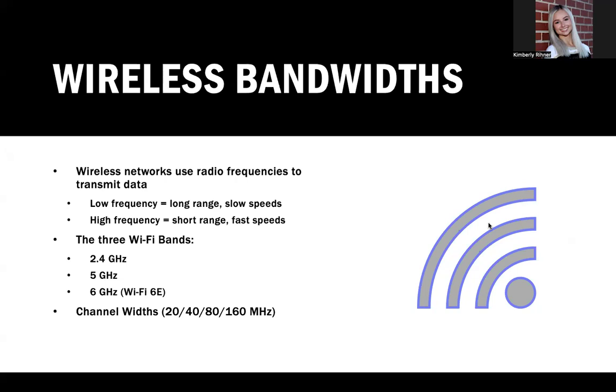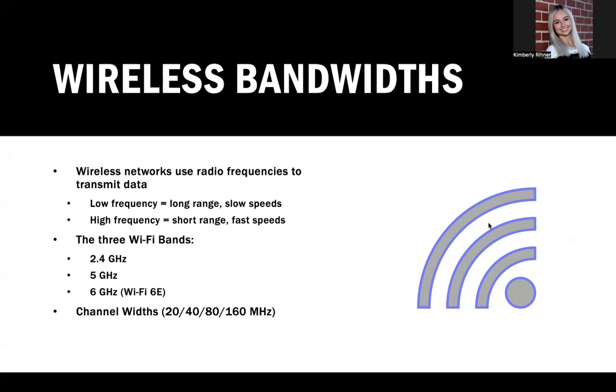Then there are the three Wi-Fi bands. There's 2.4, which has long range and great wall penetration, but it comes with low speeds and more interference. 5 gigahertz is faster with less interference and a shorter range. Then there's 6 gigahertz, and this is the fastest band with the lowest interference and shortest range. So it's sort of like a brand new highway with no traffic.